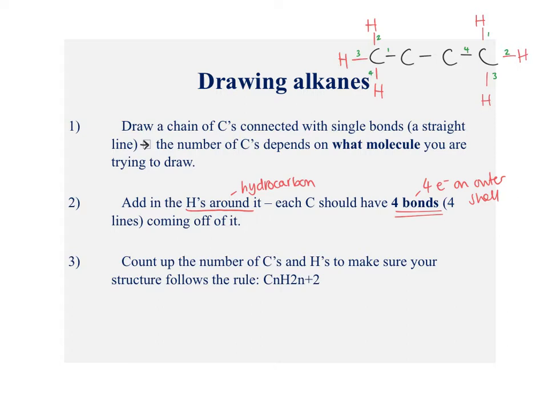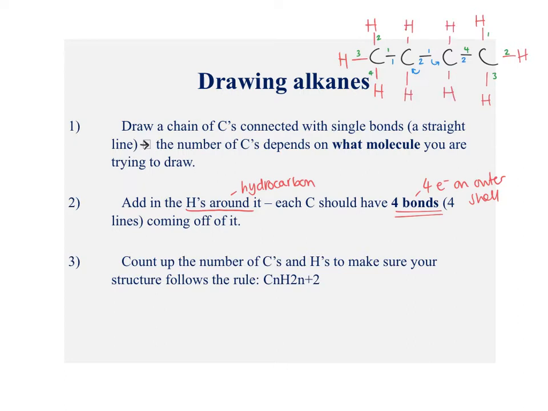Now the ones in the middle are a little bit different because they've already got 2 bonds. So I'll write those in again. 1, 2, 4, this one, and then we've got another 1, 2, 4, this one. So those 2 central carbons only need H's above and below.